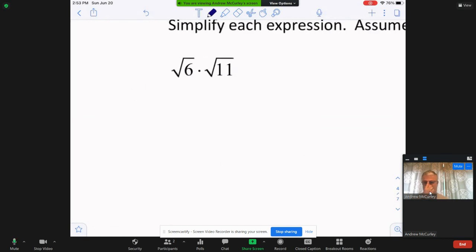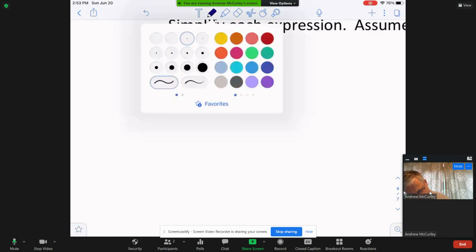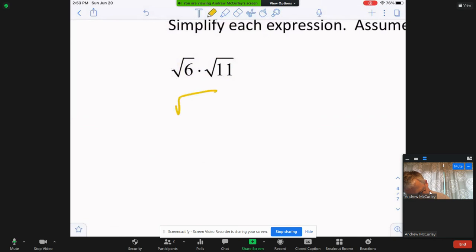All right, so these two, we're going to talk about multiplying. You multiply the outside and the inside. So we're going to multiply these two together. The inside in this case is 6 times 11. So this is going to be square root of 66. There's no perfect squares left in there. That's all you can do.